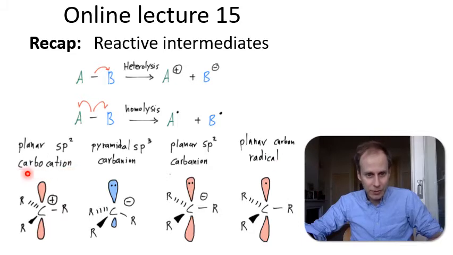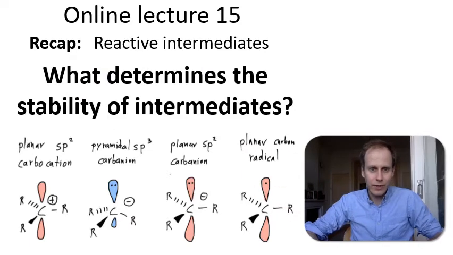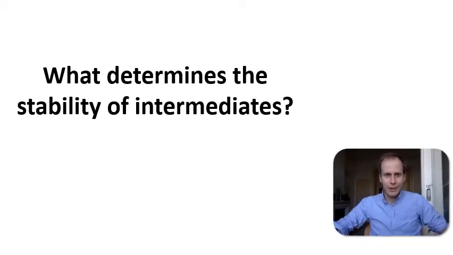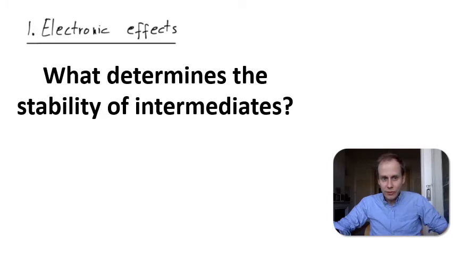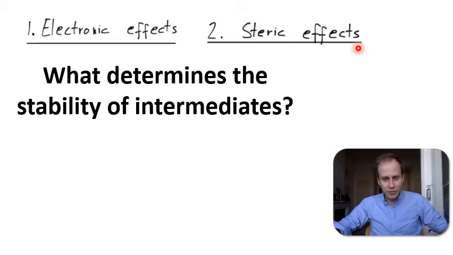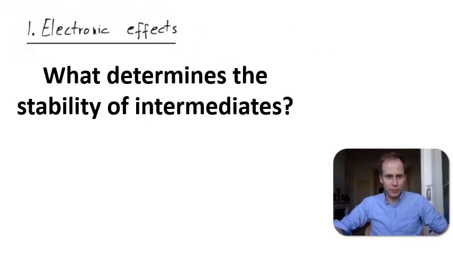For the carbocations, you usually have planar geometry. For the carbanions, you can have both pyramidal or planar geometry with different hybridization degrees. And for the radicals, you have planar configurations. So now, what determines the stability of these intermediates? The stability is first determined by electronic effects, and second can also be determined by steric effects. We will talk mostly about electronic effects, so let's start with this.